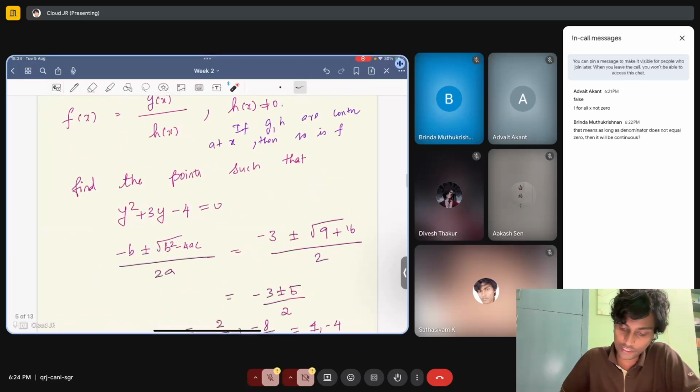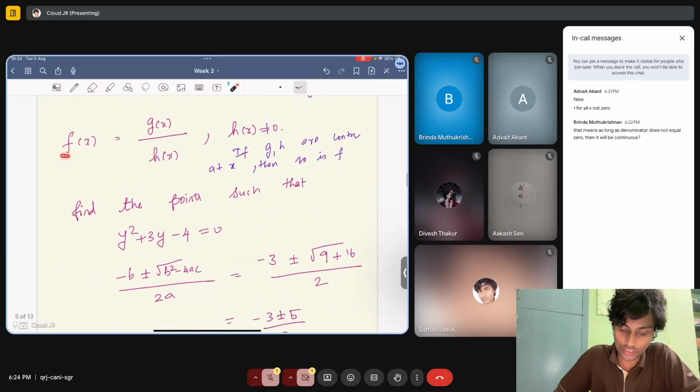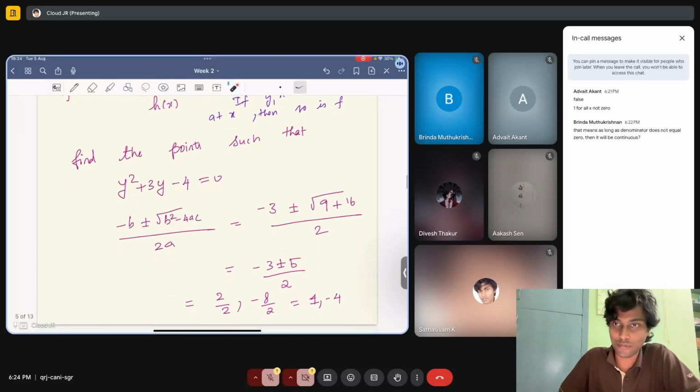So basically what we are finding here is the points where the function is not defined. When it is not defined, it's not continuous. Basically, we are not talking about the function there itself.